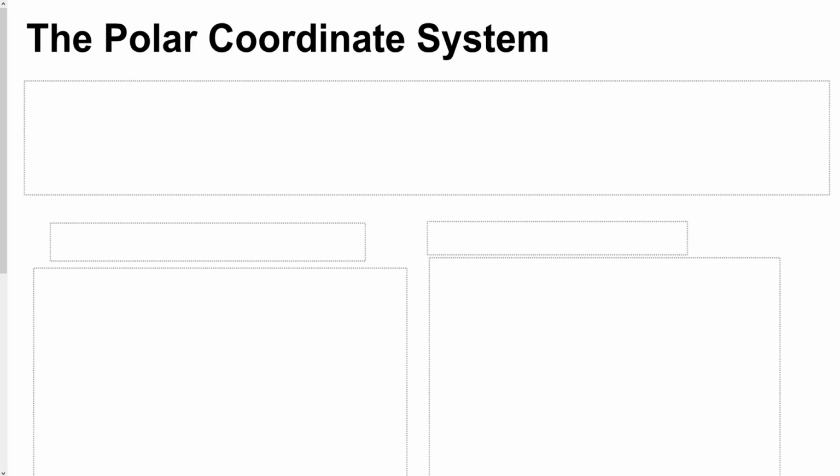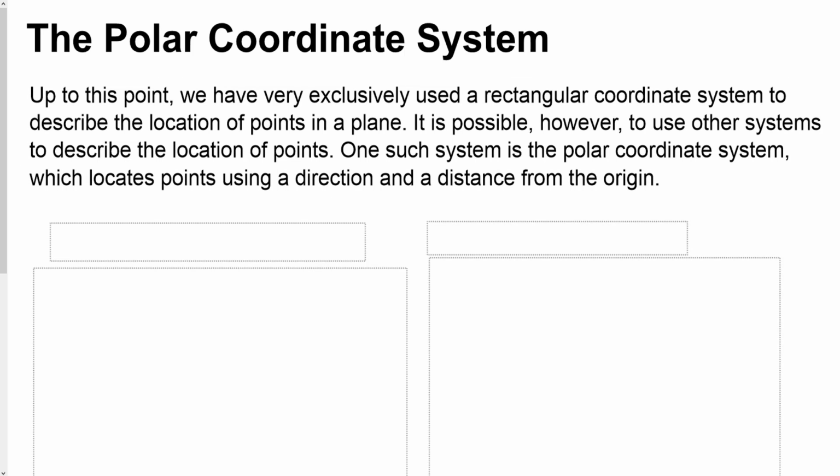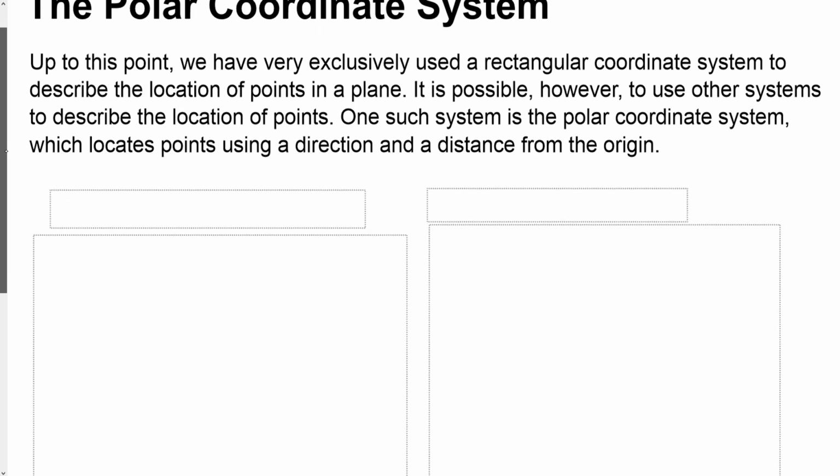This lesson is all about the polar coordinate system. Up to this point, we have very exclusively used a rectangular coordinate system in order to describe the locations of points in a plane. It is possible, however, to use other systems to describe the location of points. One such system is the polar coordinate system, which locates points using a direction and a distance from the origin.